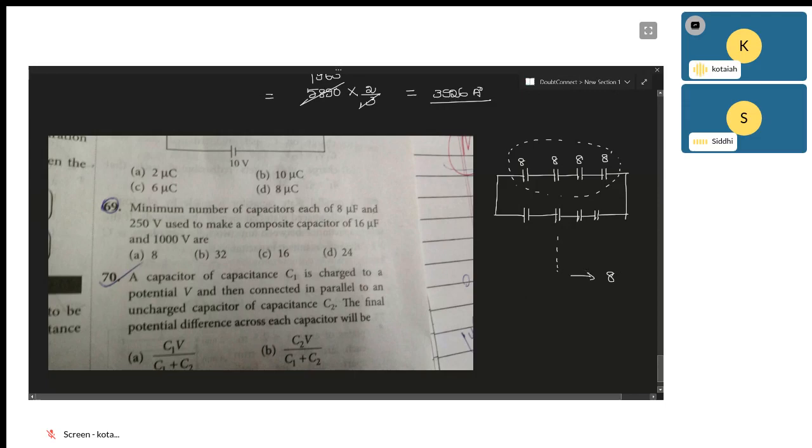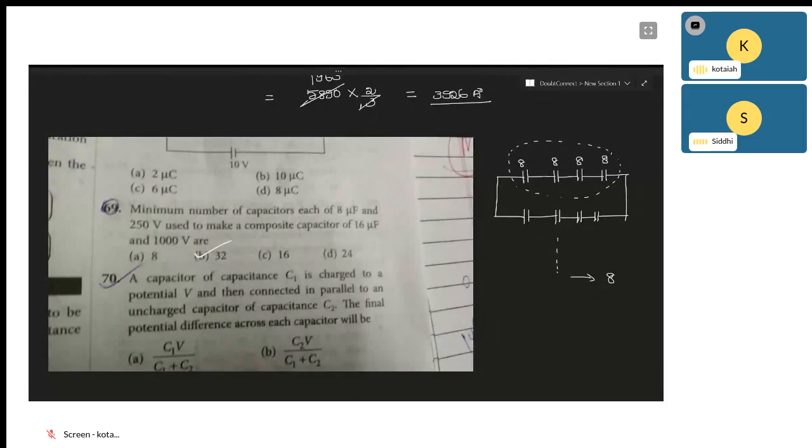Sorry, 8 into 4, no? In each branch, 4 are there, right? He's asking the number of capacitors. Likewise, you want 8 branches because each branch is giving 2 microfarad. You want 16 microfarad, which means you want 8 branches. In each branch, 4 capacitors are there. So 8 into 4, 32. So the number of capacitors required is equal to 32.